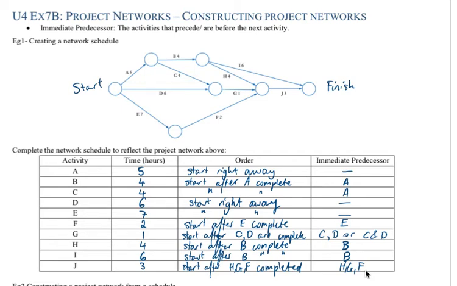So what do we normally see in a project schedule? Normally we see the activity, the time in hours, and the immediate predecessor. Sometimes they give you the order, like in the next example we'll look at, but you can be given either the activity, time, and order, or the activity, time, and immediate predecessor. In the next video, we'll be looking at how to construct one of these project networks when being given one of these network schedules. So go on to the next video to see how to construct a project network from a schedule.